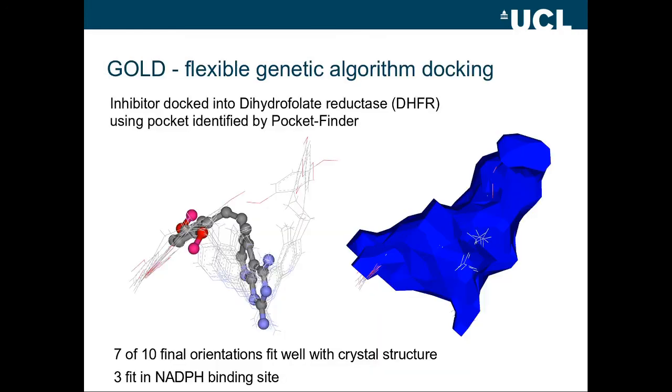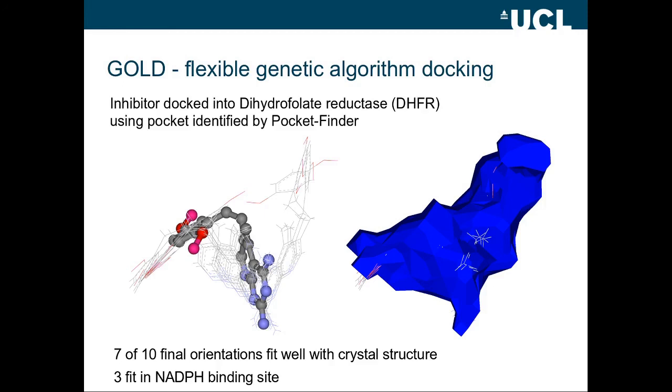Now DOCK effectively uses a rigid body approach to docking. We can generate several different conformations of the ligand and see how well each of those docks using the DOCK algorithm. GOLD, on the other hand, is a flexible genetic algorithm-based docking method which actually simulates the flexibility of the ligand as it docks it into the pocket.